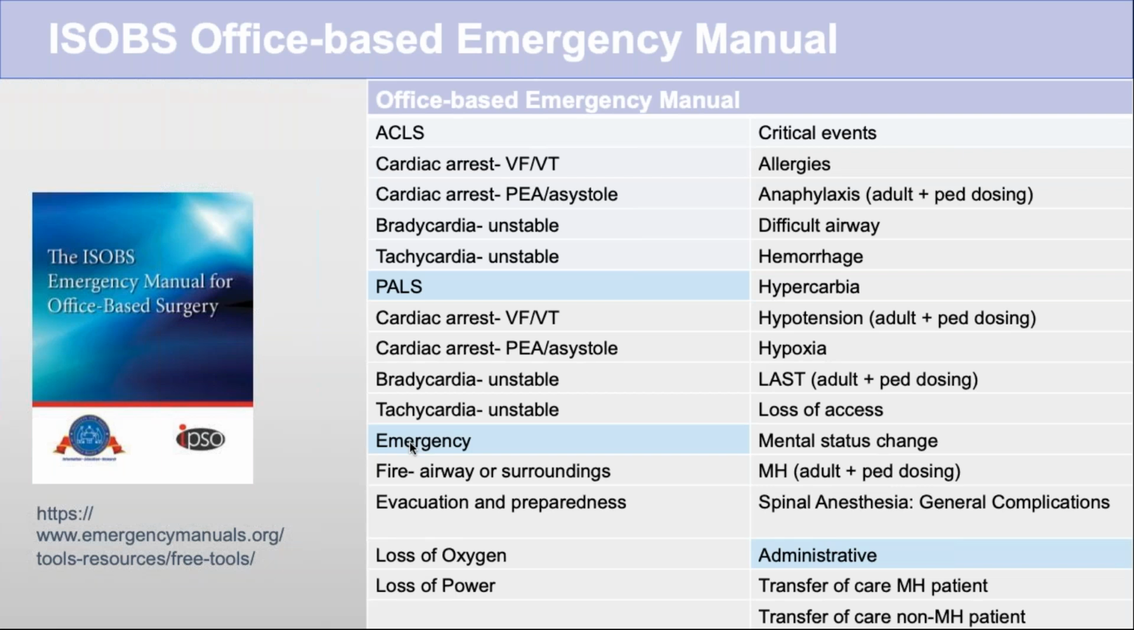This prompted us in 2007 to prepare the ISOBIS office-based emergency manual. We compiled this from the Stanford, the MGH manual, Malignant Hyperthermia Association, ACLS, PALS, and we surveyed a consensus of experts and found 26 areas that were the most common areas for the office, in addition to those unique areas that would pertain to the office-based anesthesia surgical setting.